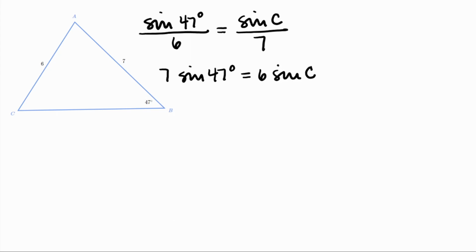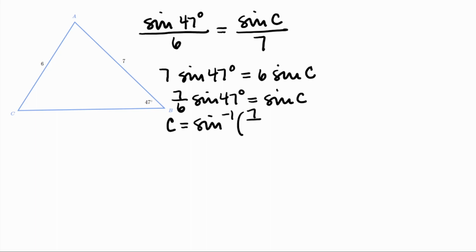And then I'll divide both sides by 6. And I'll say that 7/6 of the sine of 47 degrees, well, that's going to equal sine of C. If I want to solve for C, now I need to take inverse sine of both sides of this equation. I'm going to say C equals inverse sine, or arcsine, of 7/6 of the sine of 47.